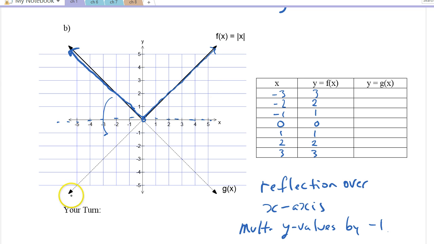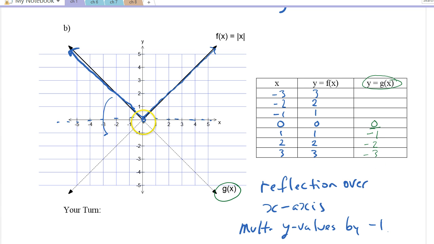Now, looking at my image function, g of x, I'm going to do in green. G of x, 0 is 0 still, so here's the x value for my g function, here's my y value. When I put a 1 in for x, for this function I get a negative 1. So when I put a 1 in, I get a negative 1. A 2, I get a negative 2.